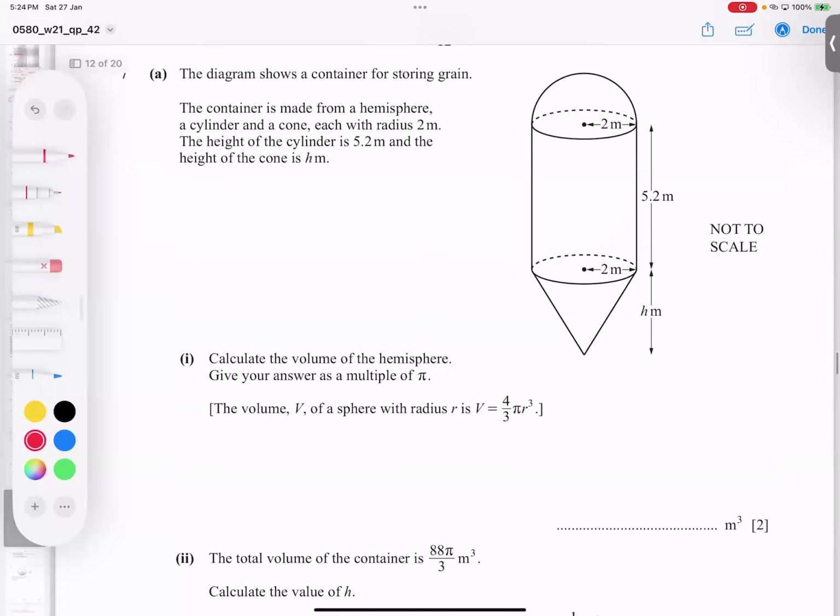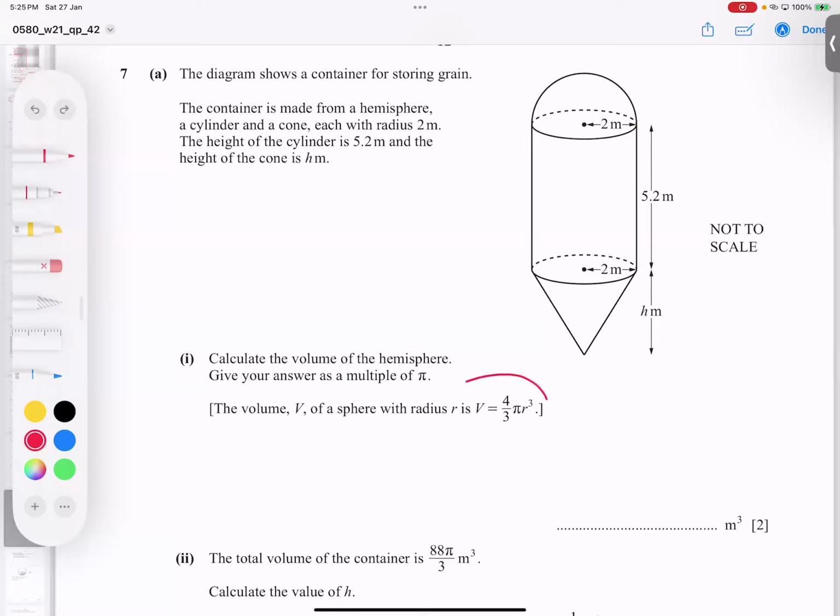So the first question he is asking us here is the volume of the hemisphere. What is a hemisphere? The top portion. So he's asking for the volume as a multiple of pi. Multiple of pi means in terms of pi. So multiple of pi or in terms of pi, same thing.